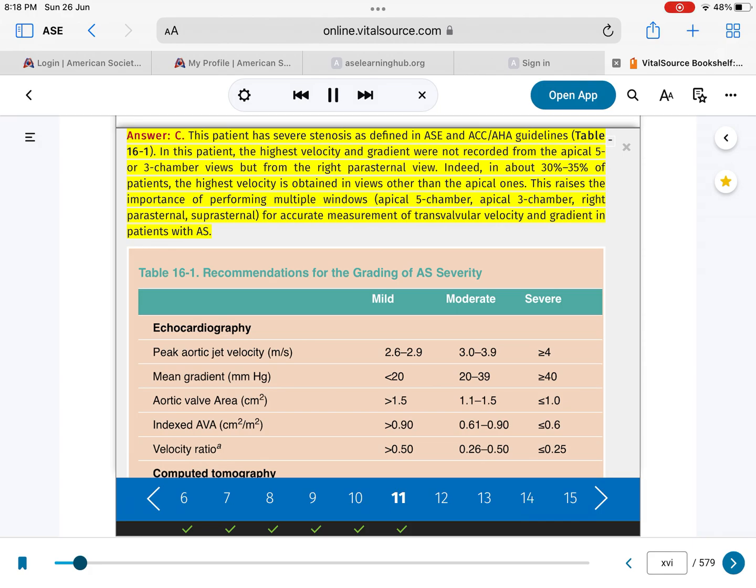Indeed, in about 30%-35% of patients, the highest velocity is obtained in views other than the apical ones. This raises the importance of performing multiple windows (apical 5-chamber, apical 3-chamber, right parasternal, suprasternal) for accurate measurement of transvalvular velocity and gradient in patients with AS.